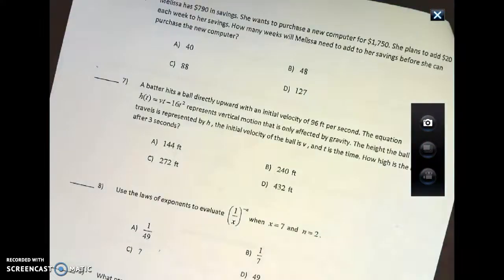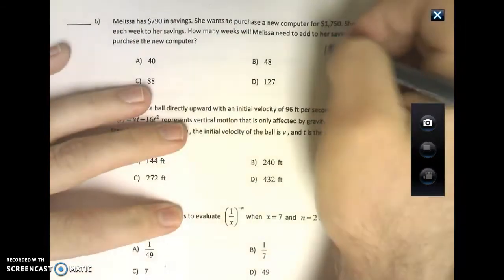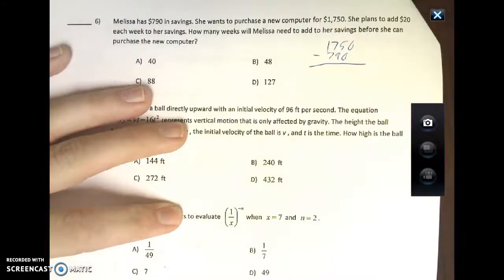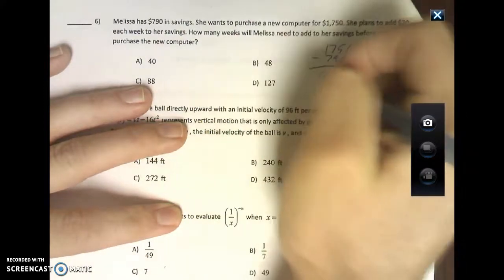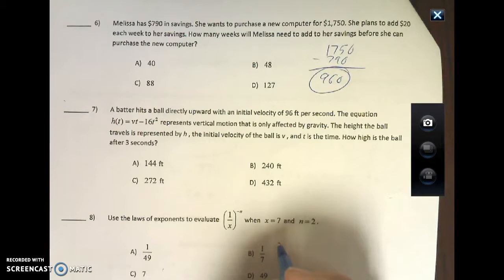Moving on to the back. So, Melissa has $790 in savings, and she wants to purchase a new computer for $1,750. She plans to add $20 each week to her savings. How many weeks will Melissa need to add to her savings before she can purchase a new computer? The total cost is $1,750. She already has $790. So if I subtract that, $960. That means she needs $960 more to get her computer.